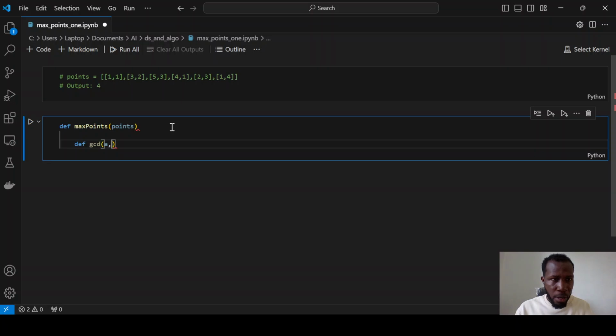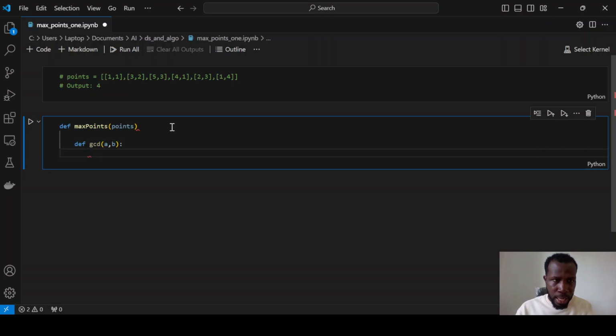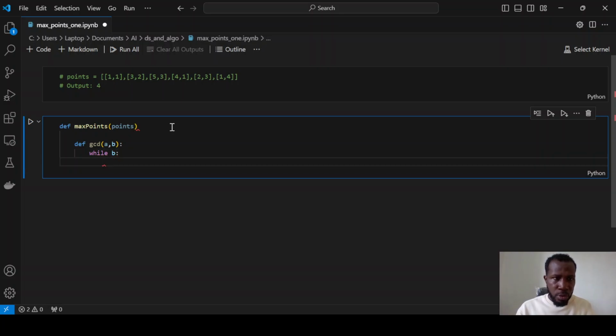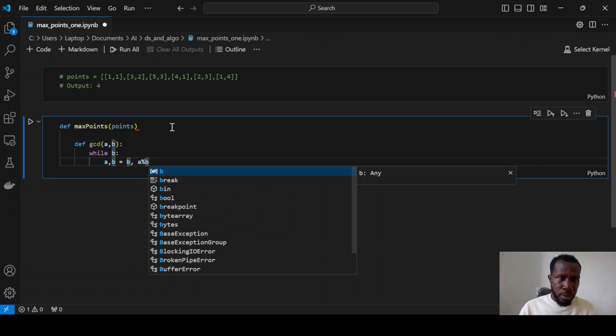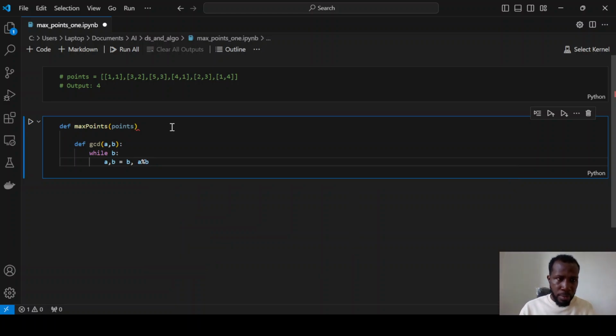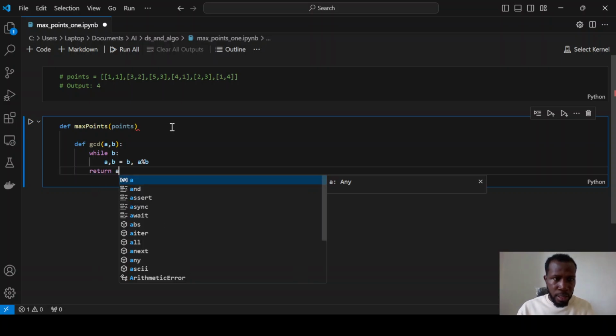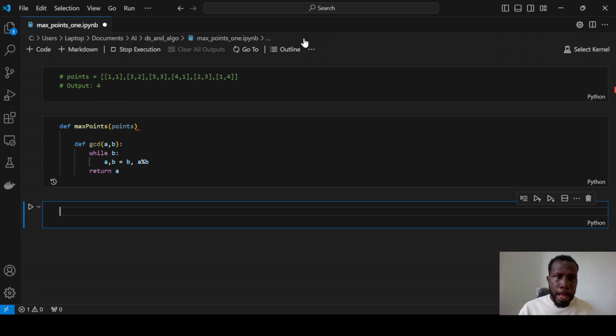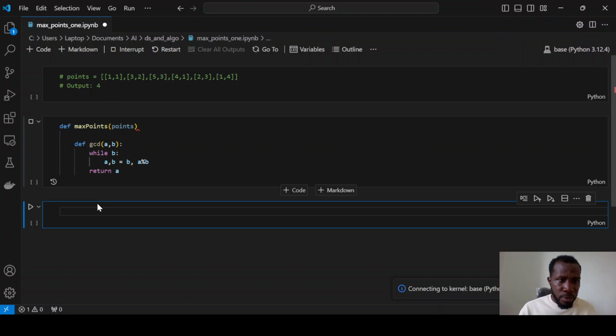the GCD. So it's while B. So we have A, B is equal to B, and then A will do this. B, then return. No, no, no. Okay. I don't think it's going to.